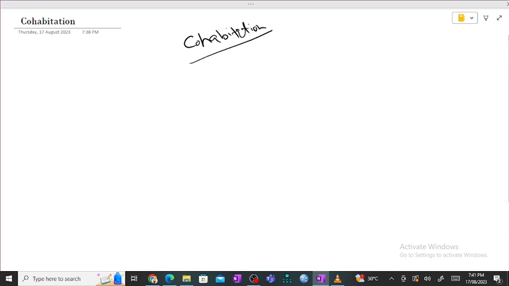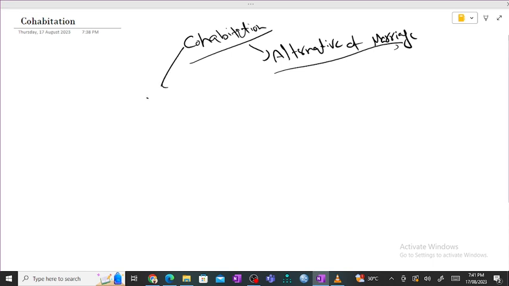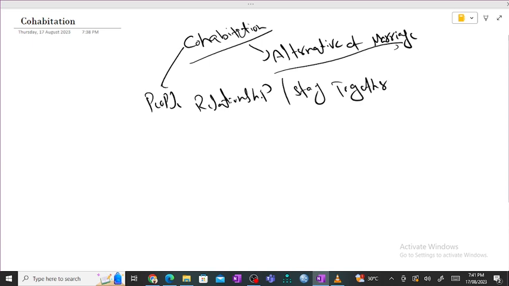So cohabitation, you can count it as an alternative to marriage. Cohabitation is the relationship where two people who are not married to each other but live together as if they were married, or you can say a people relationship, or staying together without marriage. This is an alternative to marriage.